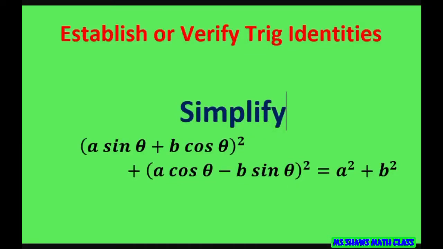Everyone, we're going to verify this trig identity, and we should end up with a squared plus b squared. So we're trying to make the left-hand side look like the right-hand side. We're basically going to be using our Pythagorean identities here and these two factoring facts here.